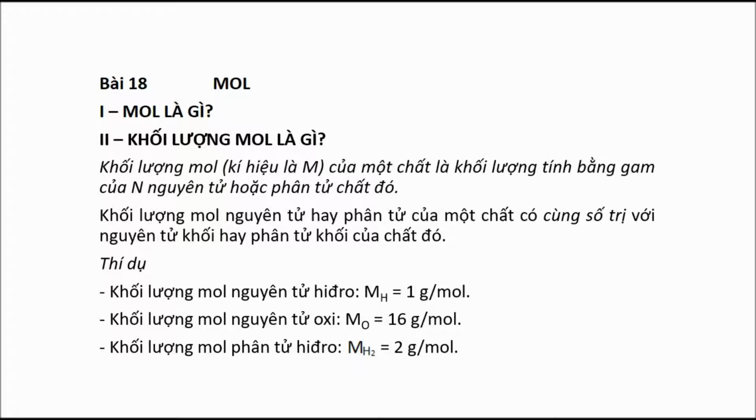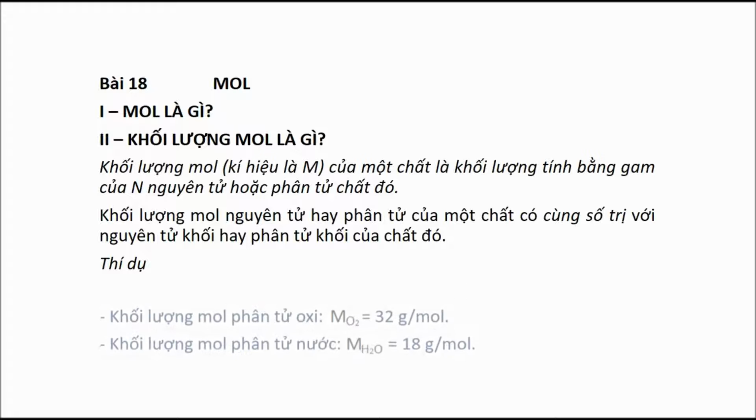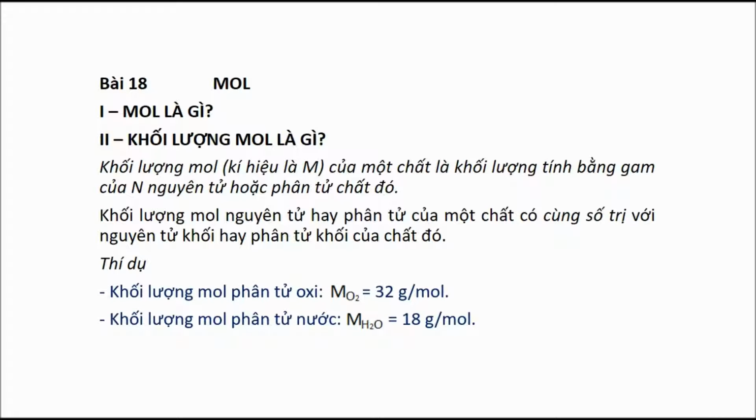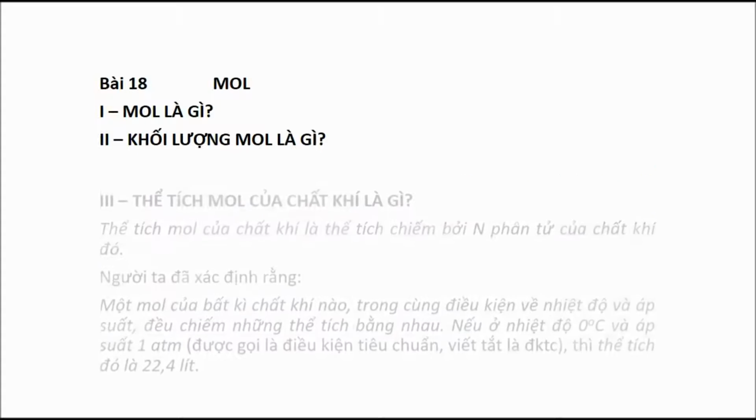For example, atomic molar mass of hydrogen M_H equals 1 gram per mole. Atomic molar mass of oxygen M_O equals 16 grams per mole. Molecular molar mass of hydrogen M_H2 equals 2 grams per mole. Molecular molar mass of oxygen M_O2 equals 32 grams per mole. Molecular molar mass of water M_H2O equals 18 grams per mole.